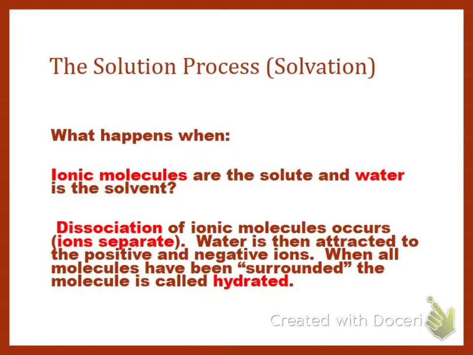The solution process, continuing on talking about that, we want to talk about first how ionic molecules and water interact and dissolve. The first thing we need to remember or understand is that whenever ions dissolve in water, they do something called dissociate, or what they mean is ions separate. Sometimes we call that ionize. And the water is then attracted to the positive and negative ions, and then basically they surround them. So in the next slide is a visual.